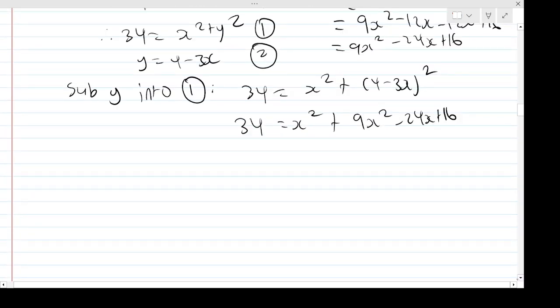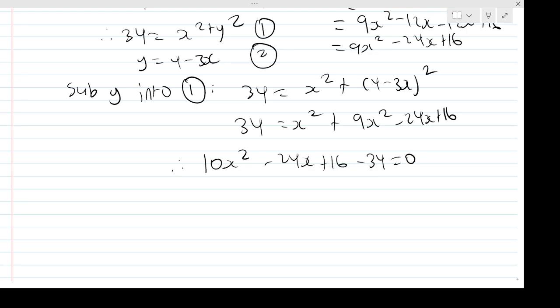So there we go. This is now a quadratic equation, so let's simplify it. x squared and 9x squared is 10x squared, then minus 24x, then plus 16, and then I take away 34 equals 0. That goes to 10x squared minus 24x, and 16 take away 34 will get me minus 18.